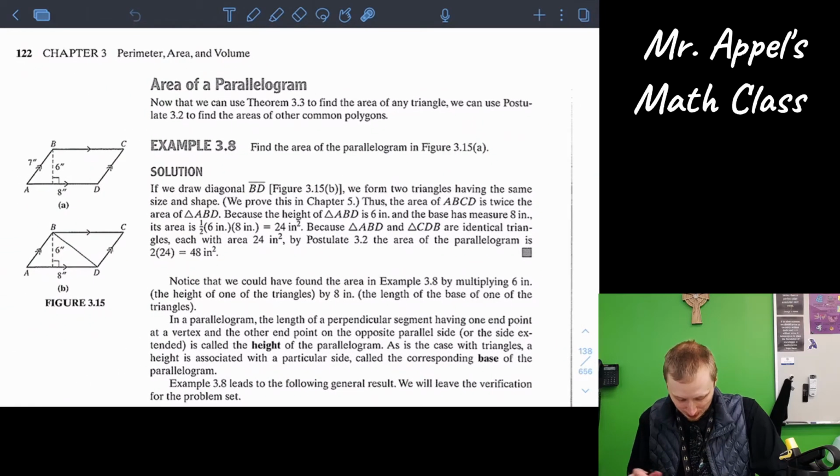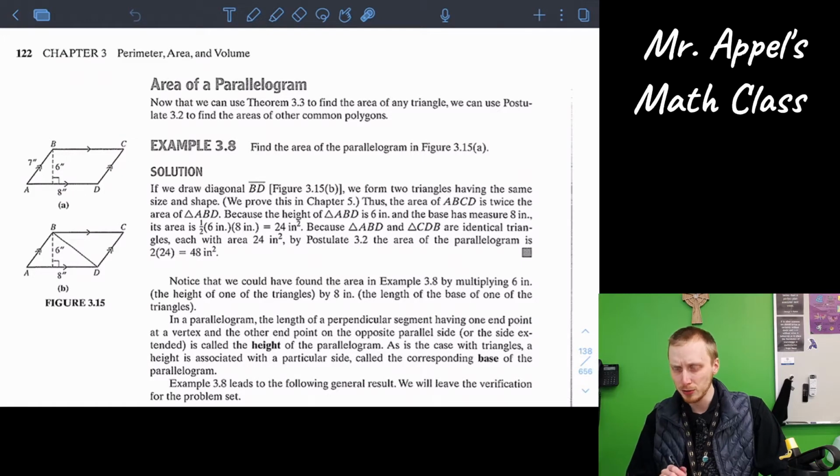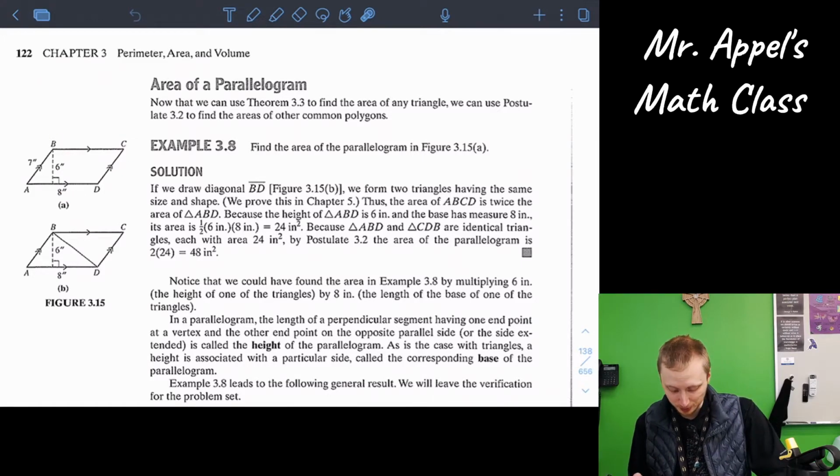So for example, how about finding the area of the parallelogram in Figure 3.15a? So that would be this guy here. How would you do that? It's not a rectangle and it's not a triangle. But if we draw a diagonal BD, shown here in Figure B, we form two triangles having the same size and shape. We can prove that later in Chapter 5. Thus, the area of quadrilateral ABCD is twice the area of triangle ABD.